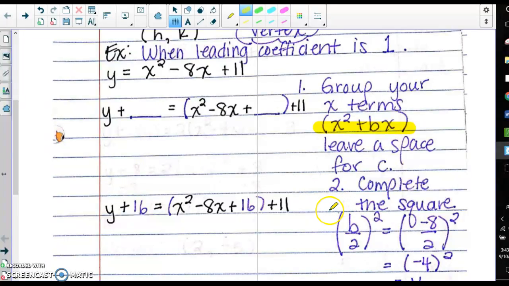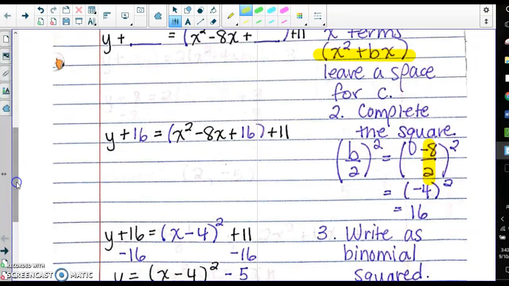Next, we're going to complete the square. So we have to know what our b term is. Our b term is 8, or negative 8, I'm sorry. So we're going to take negative 8 divided by 2 and square it. Negative 8 divided by 2 is negative 4, sorry. And negative 4 squared is 16. So we're going to add 16 in on both sides.